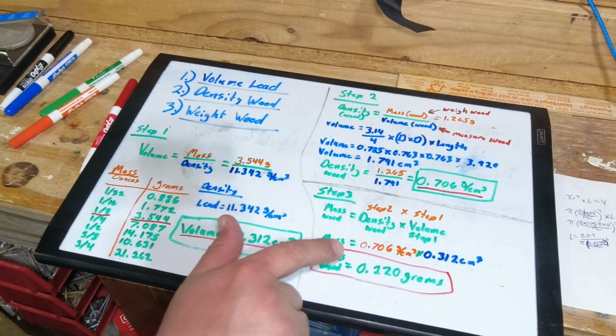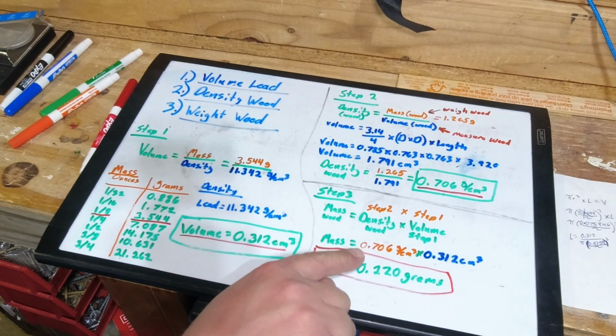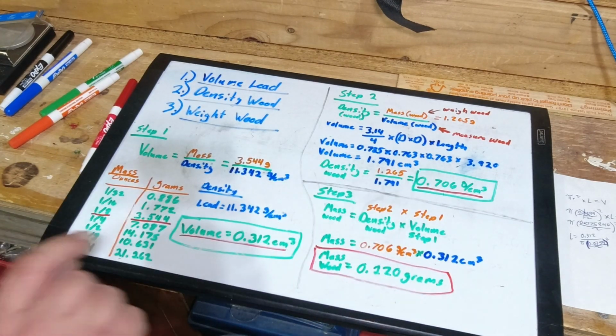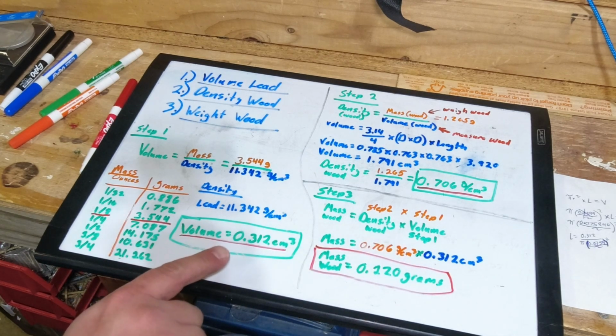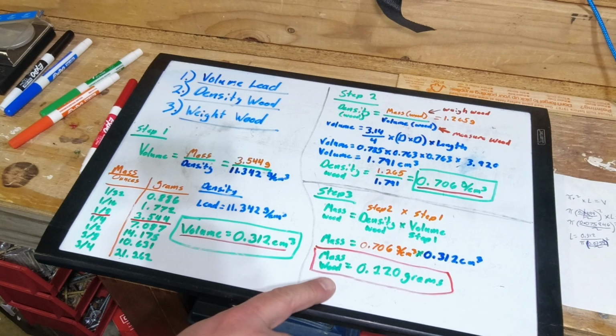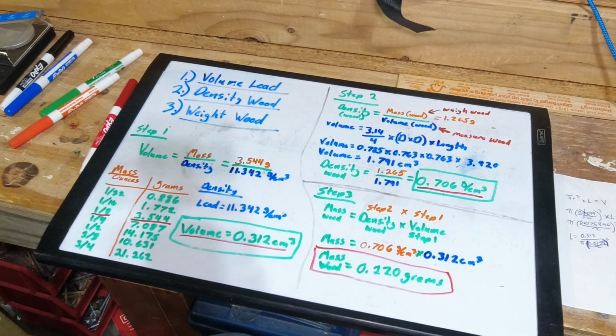So the mass of the wood that we want, we're going to take, like I said, 0.706, which is from step two. We're going to multiply that by 0.312, which is from step one. That is pretty simple to do. Just use a calculator. The mass of wood that we need is 0.220 grams.